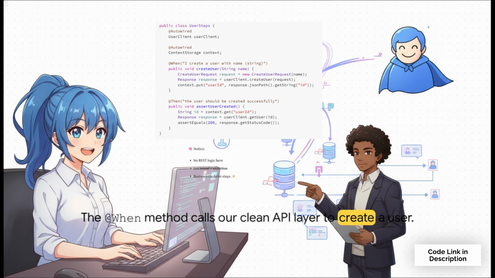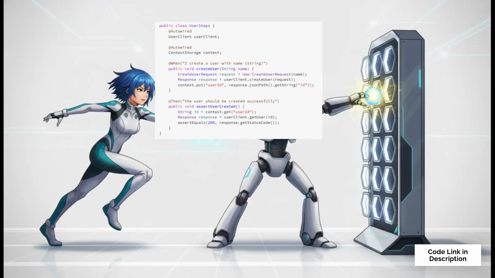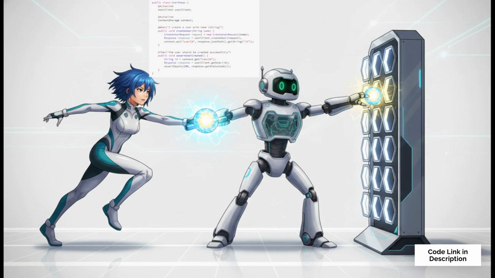This sends the POST request off to the server and gets back the entire API response. And this next line, this is the magic line. This is the whole point. We reach into the JSON response, we pull out the ID, and we immediately use our context object to put it into our storage locker, labeling it with the key userId. And just like that, the data is safely stored away inside our bridge, waiting for the next step.